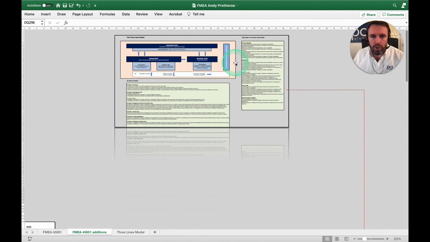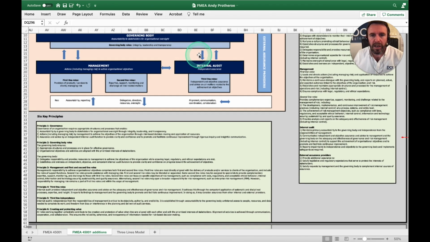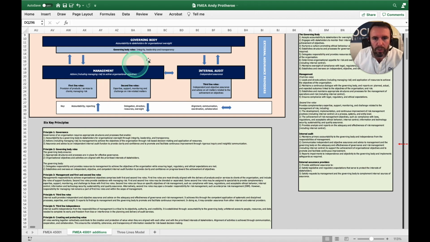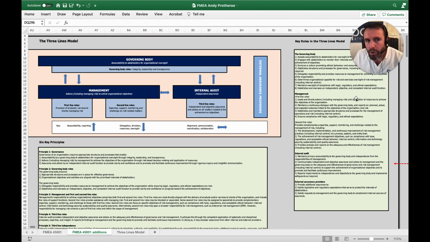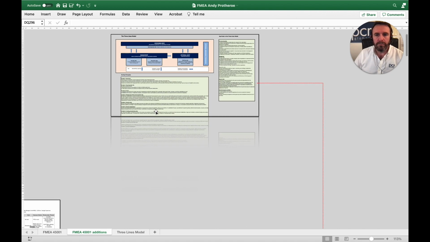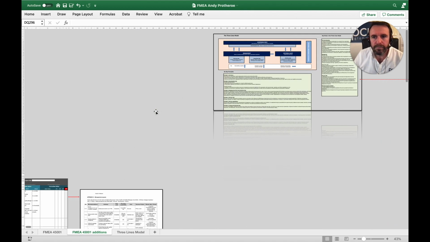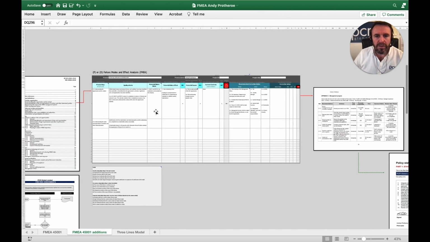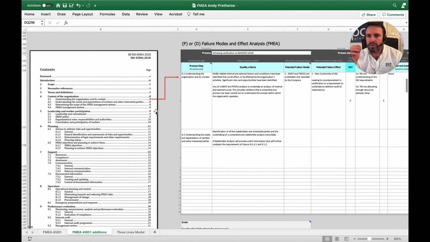What have we got here? We talked about this last week. We talked about the three lines model, the three lines of defense. We're looking at those three areas. This is where internal audit is sitting. There are a lot of key principles and a lot of key roles when we look at that. So now we're going to zoom back out. So you can see that there is such a lot to think about when doing FMEA.